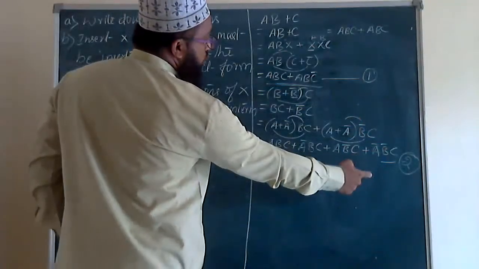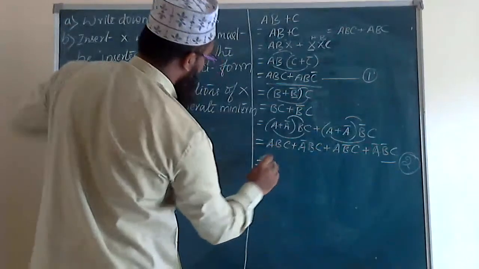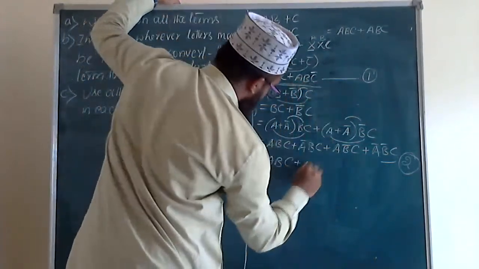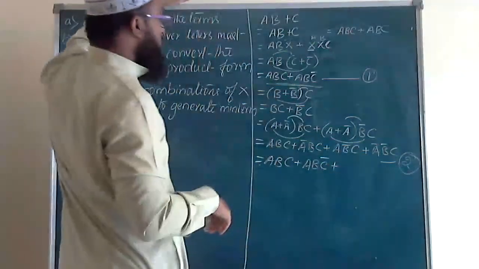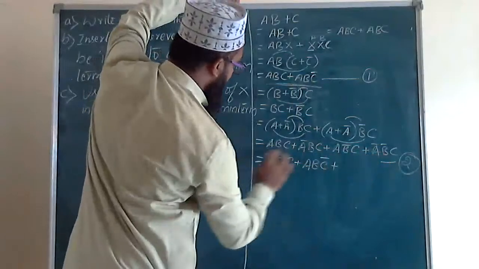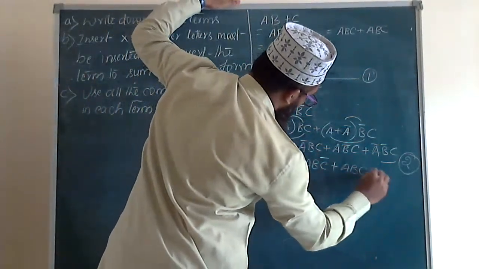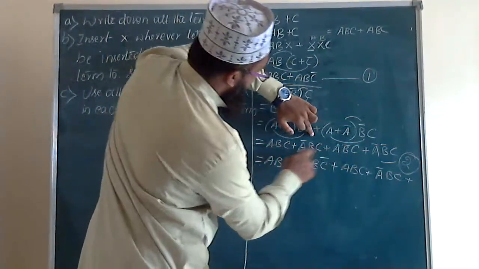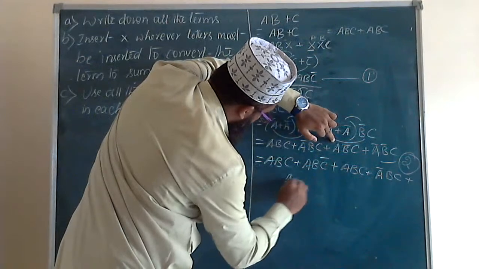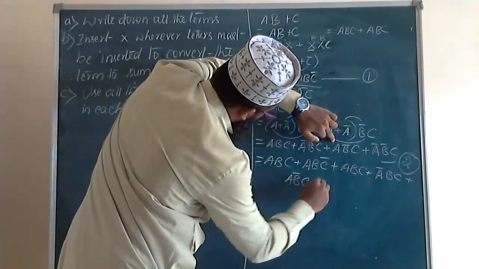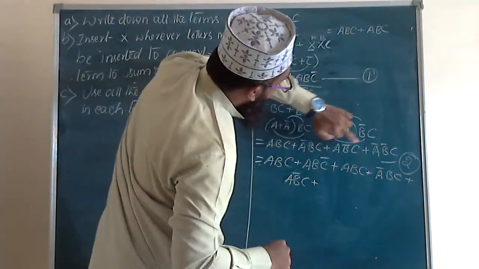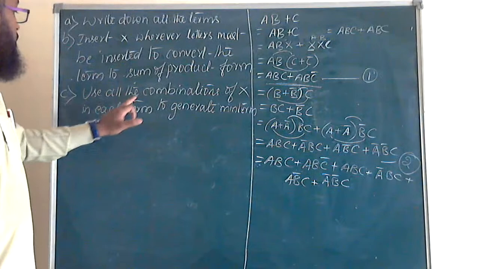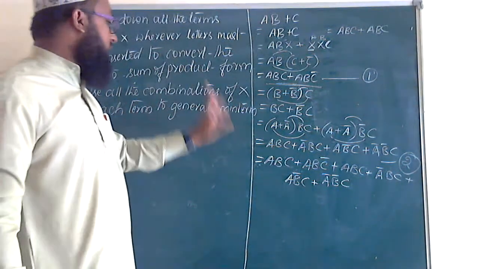Therefore, from 1 and 2, we have to add these two, which is equal to ABC plus ABC bar plus ABC bar, plus the second one, ABC plus A bar BC plus A bar BC plus A bar BC plus AB bar C plus AB bar C plus A bar B bar C plus A bar B bar C. Like this, we have to write, using all the combinations of x in each term to generate the min term.